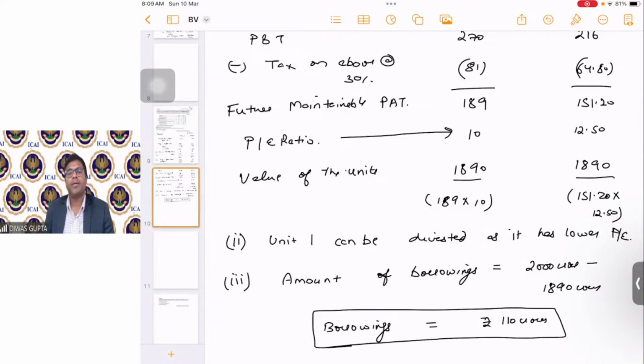I hope till now we are able to understand how the valuation principle works, what the different methods are, their practical applications and usability. Because in the first two questions itself, we have covered four different types of valuation methods: the PE method of valuation, the dividend growth model, realizable value, and the book value method.